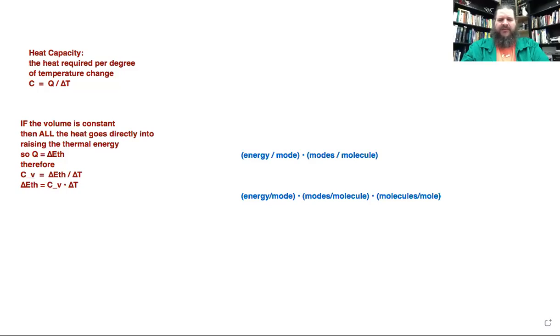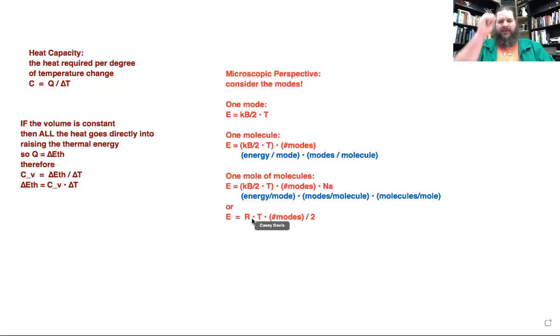We've also got a T and a number of modes and divided by 2. So this is a more compact way of writing the energy for 1 mole of molecules: R times T times number of modes over 2. R being about 8.31 joules per Kelvin mole. And note that the units work out there nicely. The kelvins cancel out, so we're left with just the joules per mole from R.